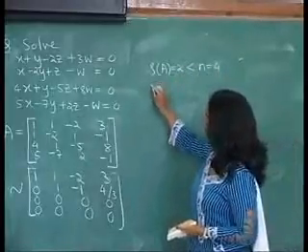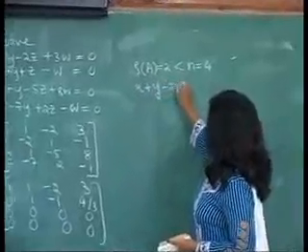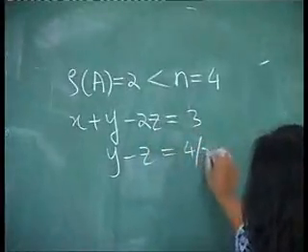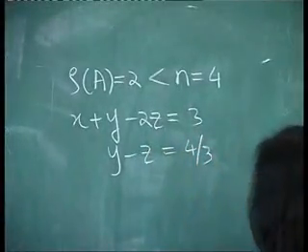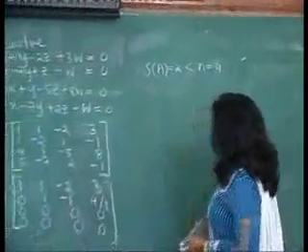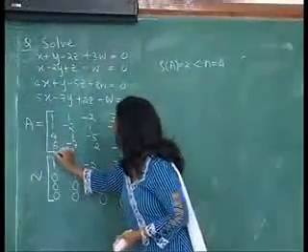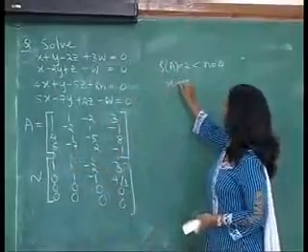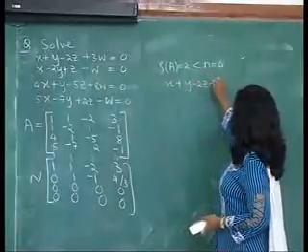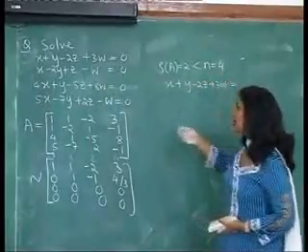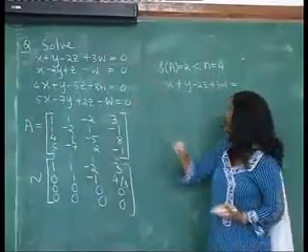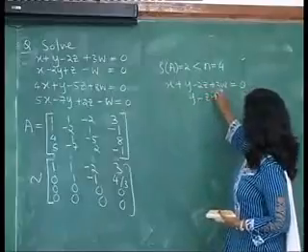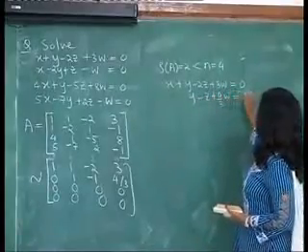So let me rewrite the system of equations. No, I'm sorry. We are dealing with a homogeneous system of equations. First column is for x, second is for y, third is for z, last is for w. So it will be x plus y minus 2z plus 3w. And constants, as I mentioned, are not going to change, they will remain 0 throughout. So on this side I get 0. Second equation is y minus z plus 4 by 3w equal to 0.